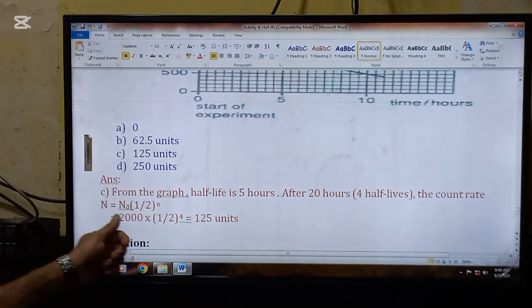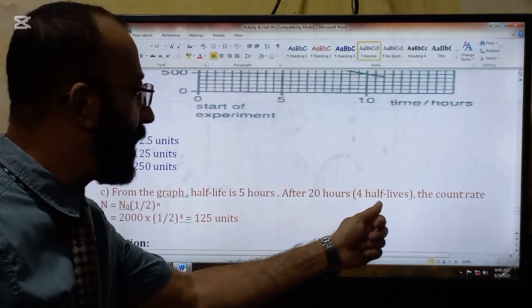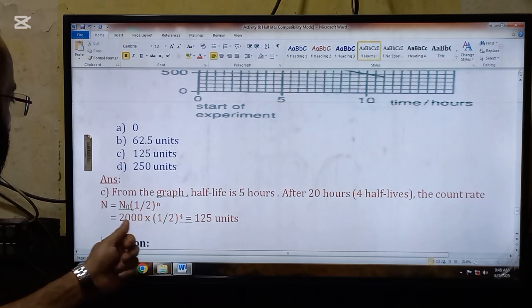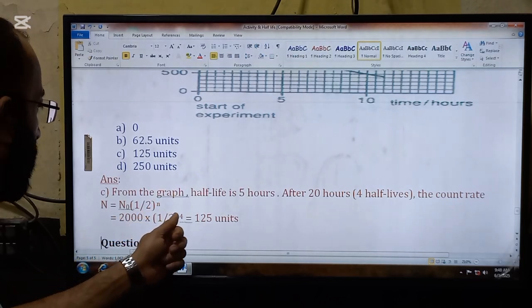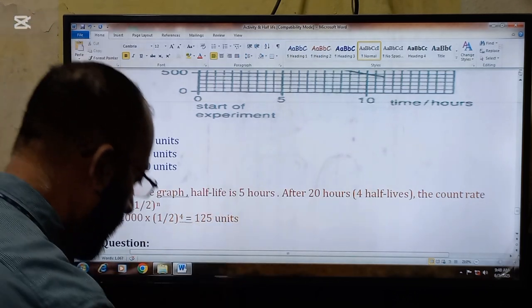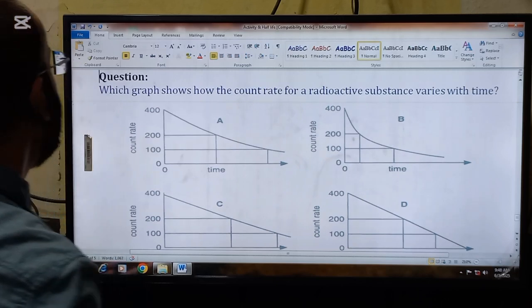Look now, from the graph, half-life is 5 hours. After 20 hours, 4 half-lives are actually there. The count rate will be N naught into 1 by 2 raised to power n. Initial count rate was 2000 into 1 by 2 raised to the power 4, because 4 half-lives are there. Solve it on the calculator, you will get the answer.